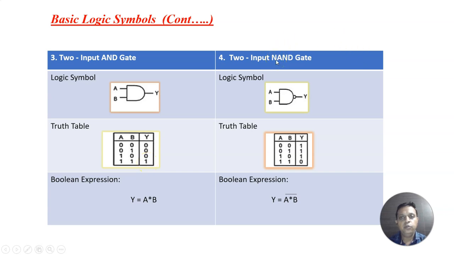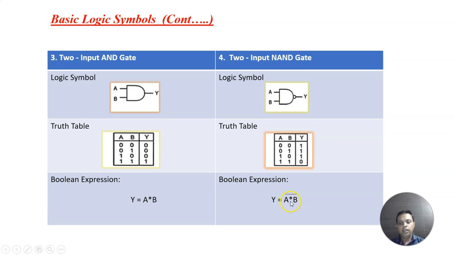Next, 4. Two input NAND gate. Now what is the difference between the logic symbol of AND gate and NAND gate? As we have discussed in the previous slide, there is a bubble present. It also has two inputs, A and B, and Y is the output.